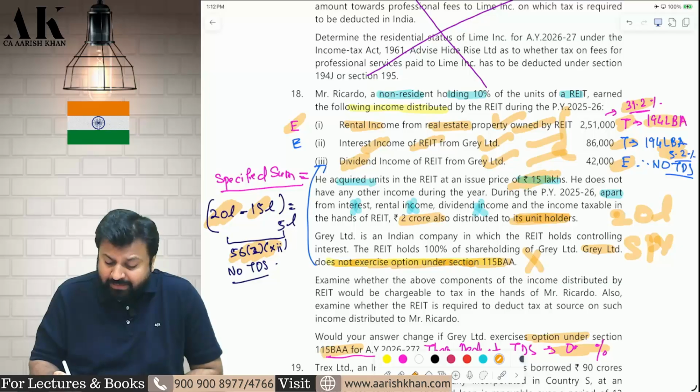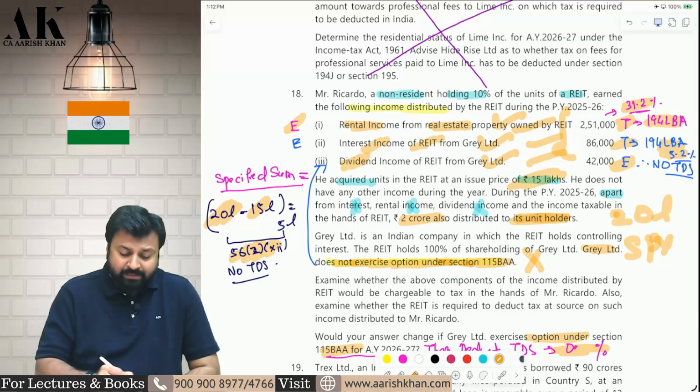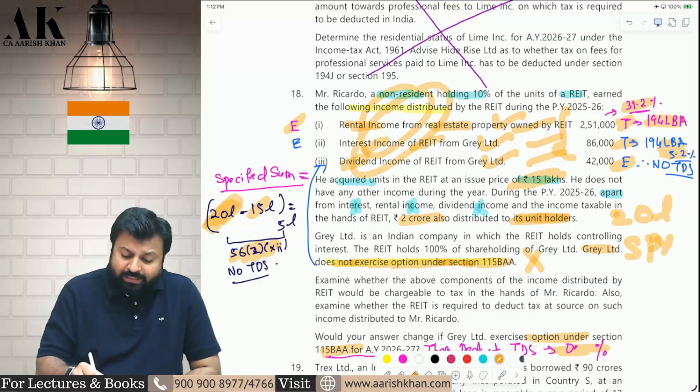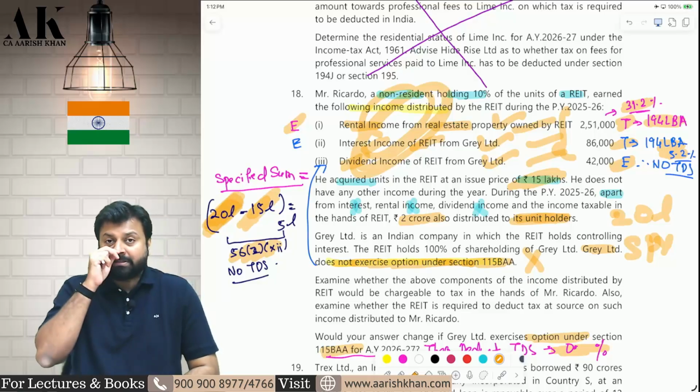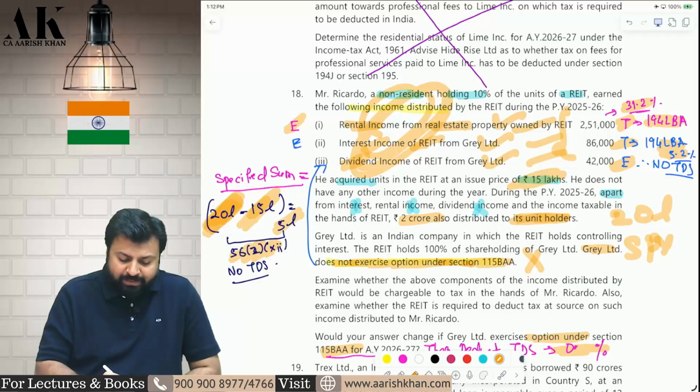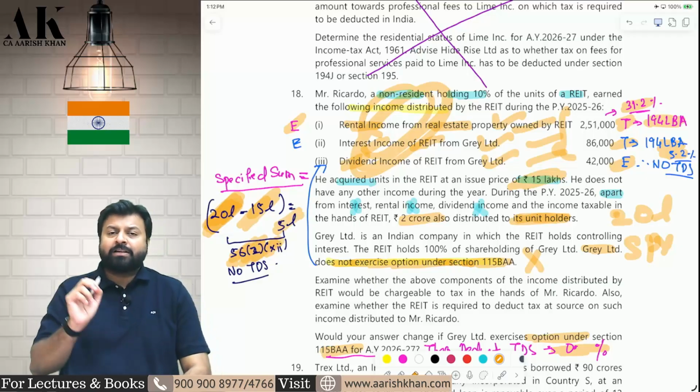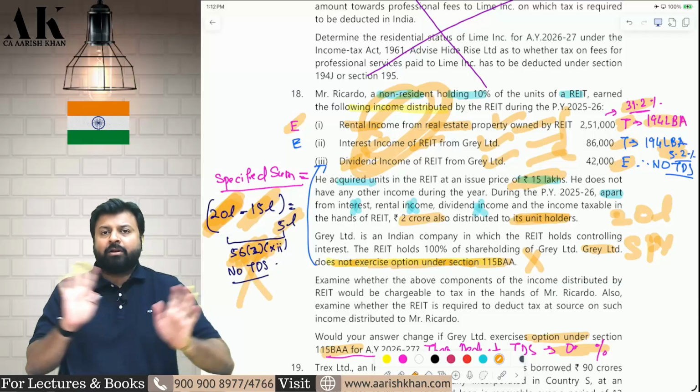trust. What is the price of the unit purchased in business trust? 15 lakhs. And what is the amount given over and above all these items? Over and above all these items 20 lakhs, and the unit business trust units cost is how much? 15 lakhs. 5 lakhs rupees will be taxable as income from other sources in the hands of Mr. Ricardo. No TDS is applicable on that provision.